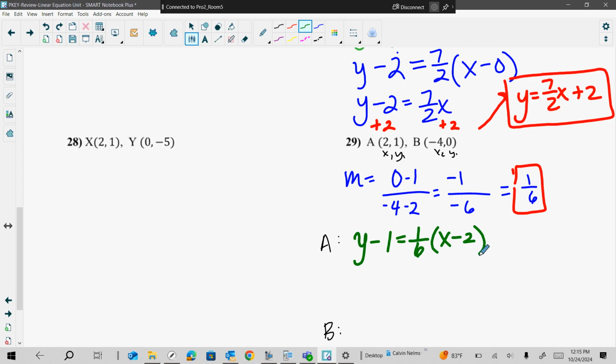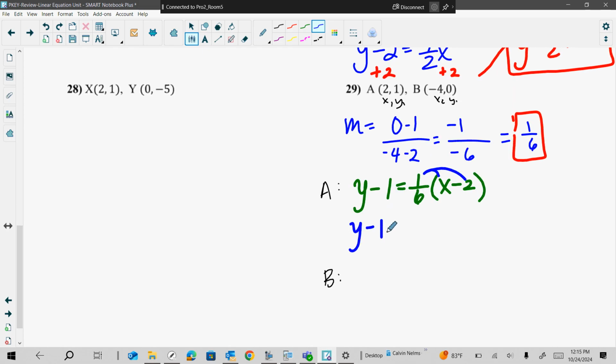Now to put it in slope intercept form, we do need to distribute and solve for y. When I do that, y minus 1 stays, but this is 1/6x minus 1/3. We're solving for y. It's y2 minus y1. Yeah, so this is y2 over here. That's y1. You write it as a fraction though.